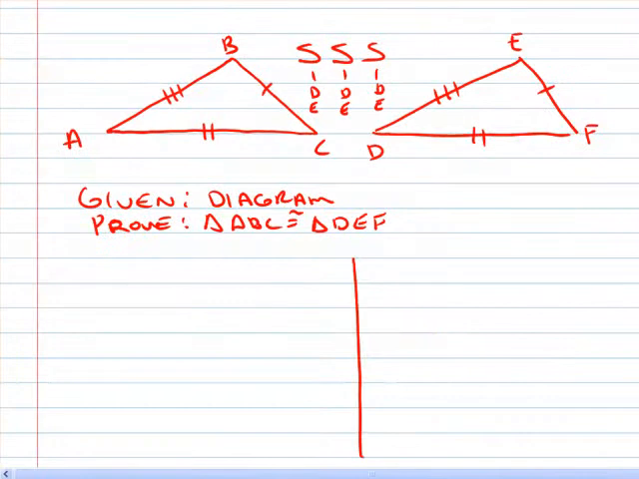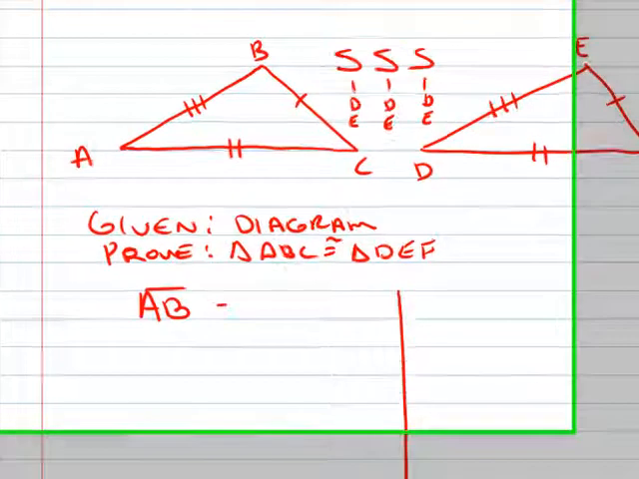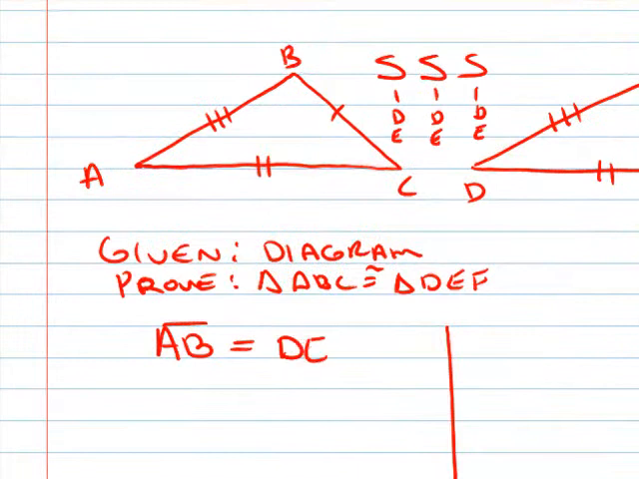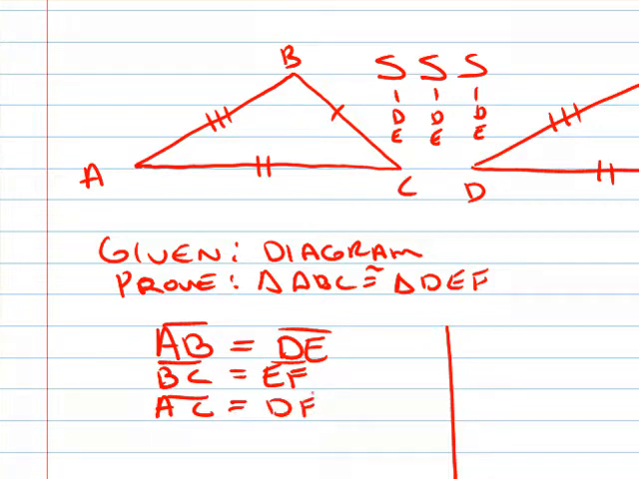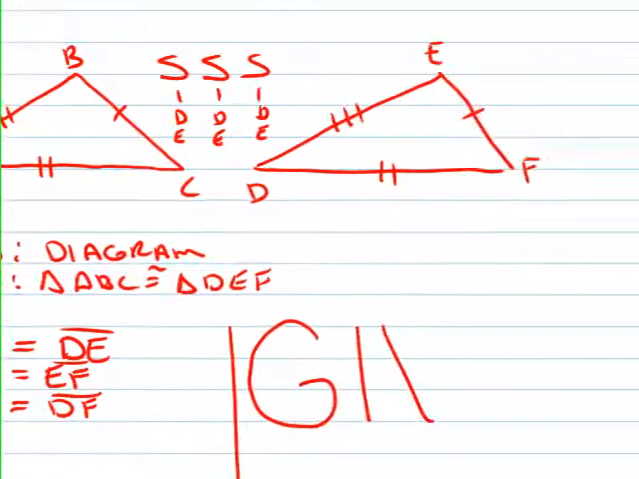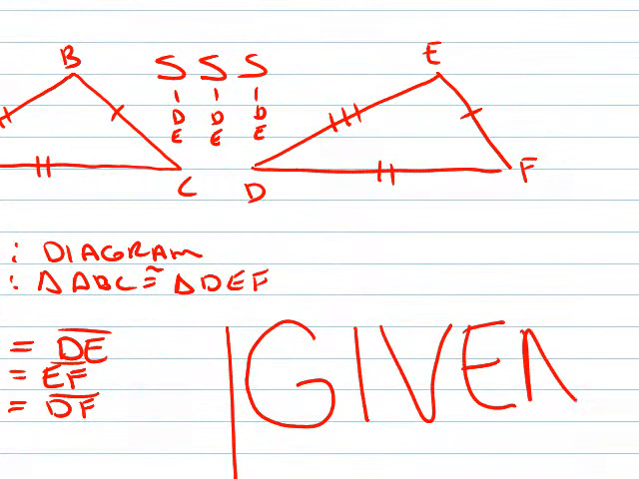Okay, so remember these. On the left you have your statements, on the right you have your reasons. If everything in the diagram is given, then I can say AB is the same as DE. And BC is the same as EF. And AC is the same as DF. Why can I say that? Given in the drawing.